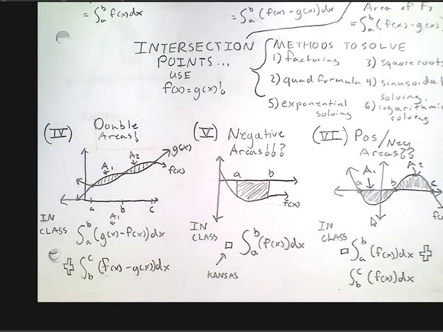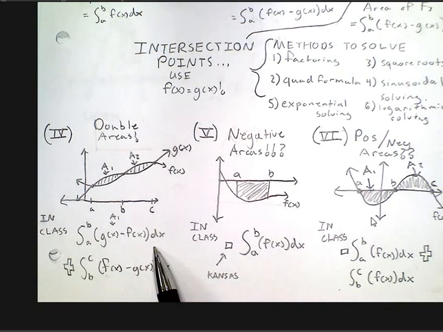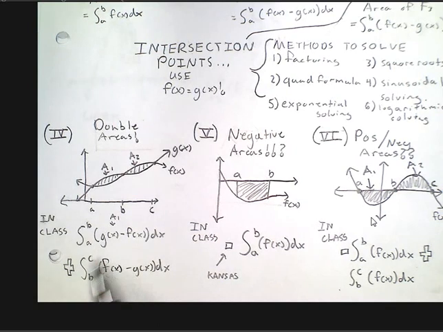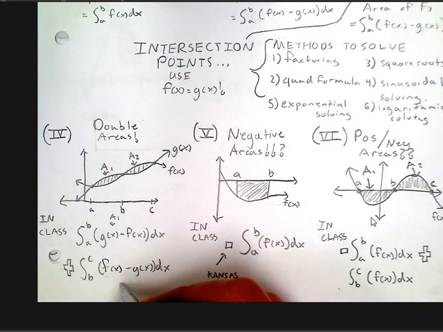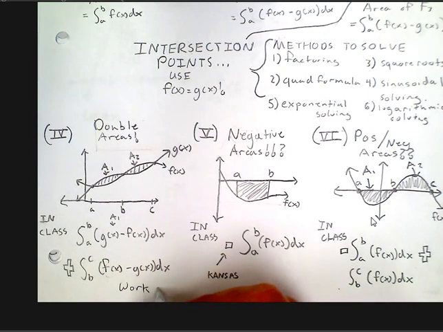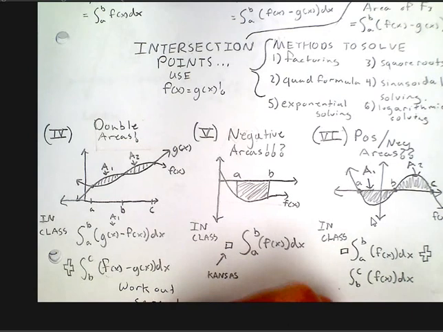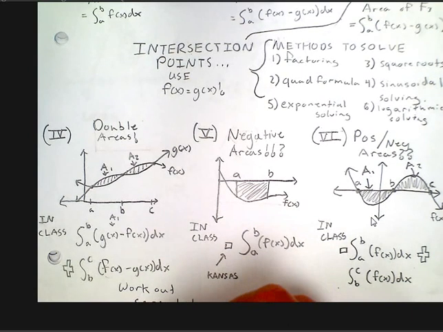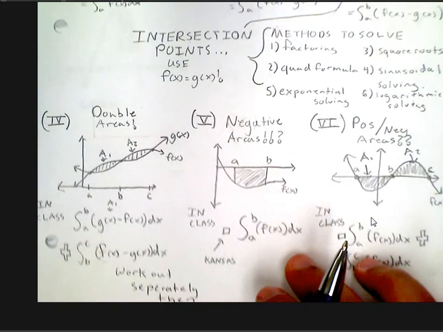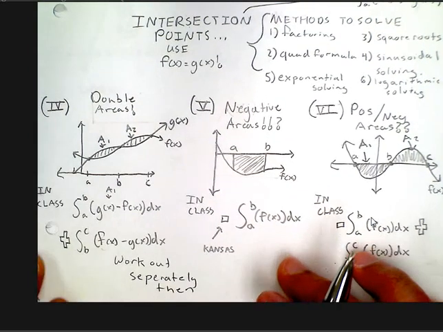Double areas, just set it up just like this, and work out this one first and this one second, or side by side, but work them out separately, then add.